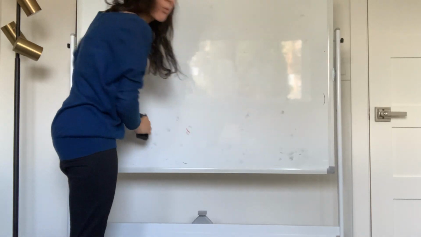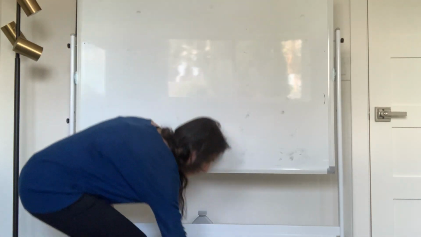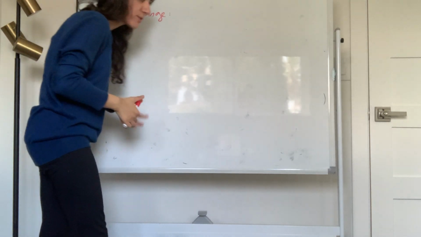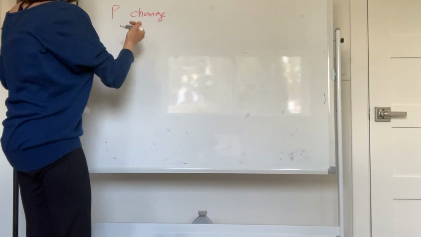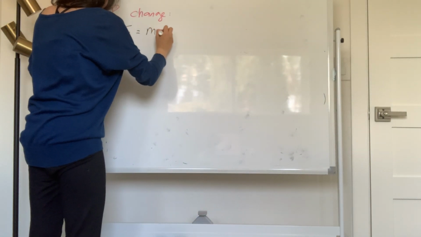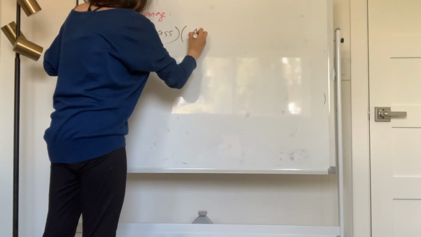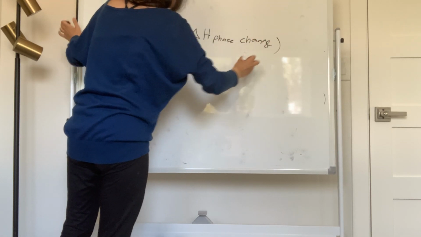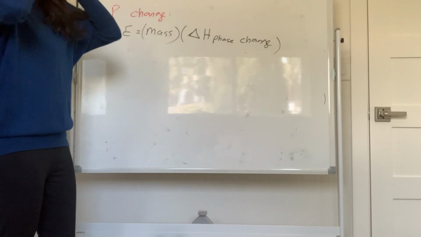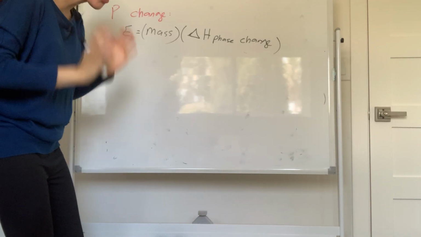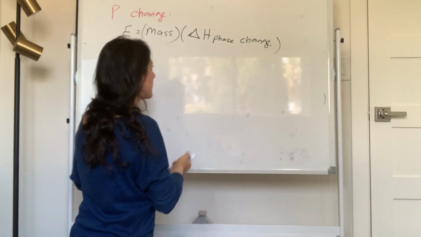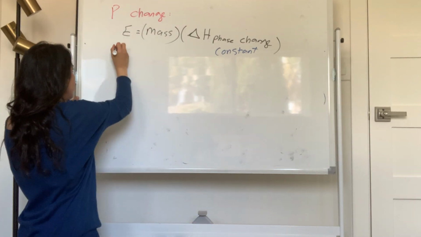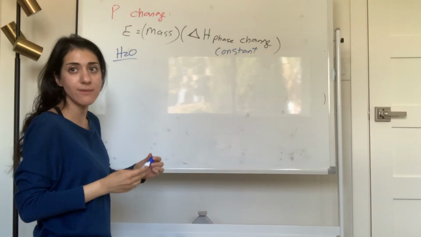If you remember, what we said was that the equation for phase change was energy equals mass times delta H of phase change. Now let's go over this delta H of phase change. I was so vague about it. What am I talking about when I talk about phase change? I said it's a constant. I'm going to give you this constant for water. For different liquids, you're going to have different constants, which will be given to you.